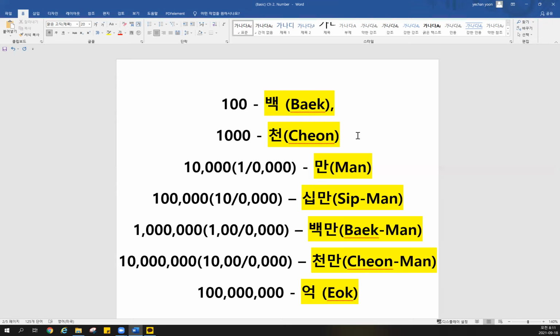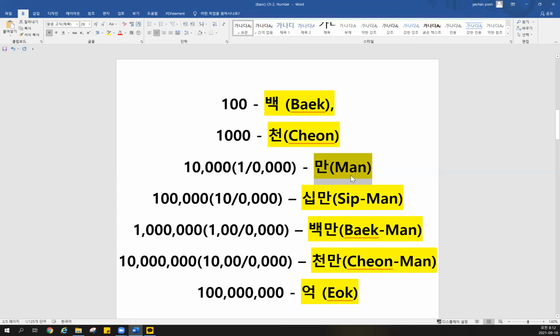100 is 백. How about the 1,000? You can say 천. All right. The next one is going to be the 10,000. 10,000 is really important because this one is going to be one of the most common numbers with pricing in our next session, or in a future session, because this is the most popular currency that you're gonna spend when you come to South Korea. Okay, so how you can say 10,000, you can say 만.